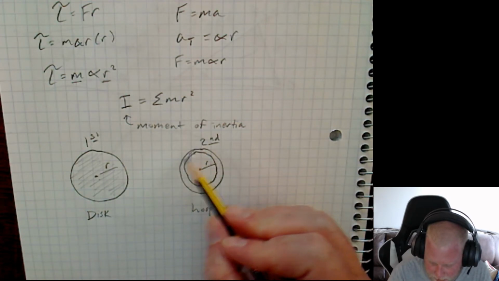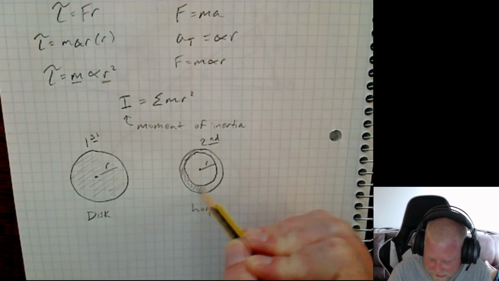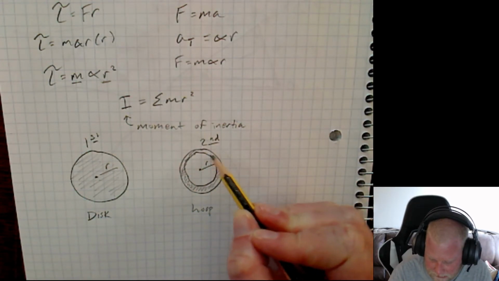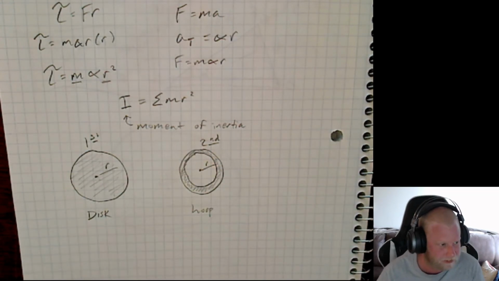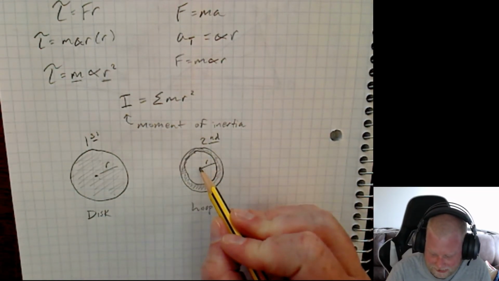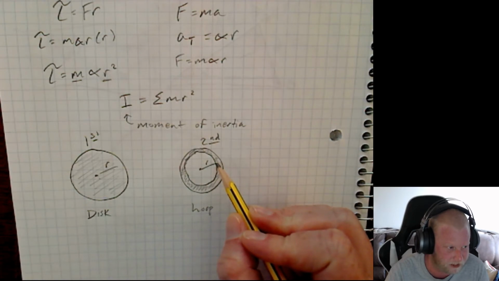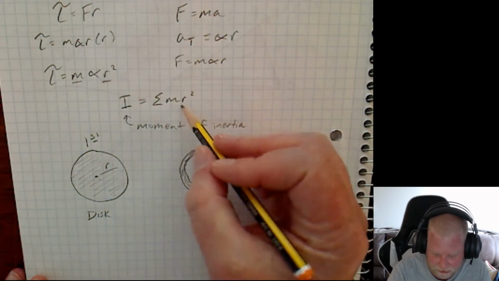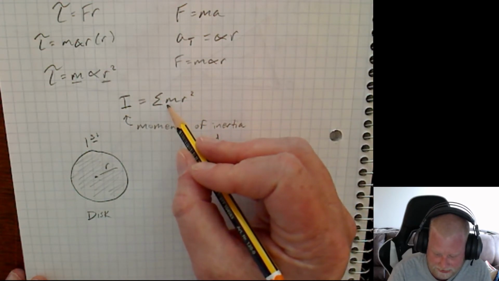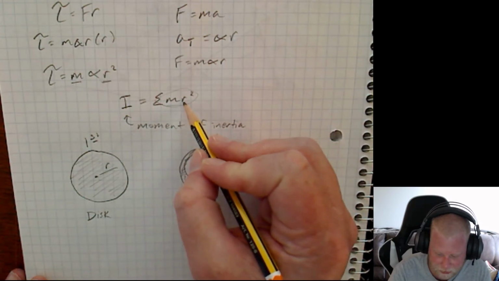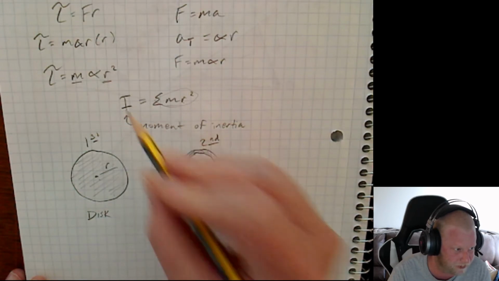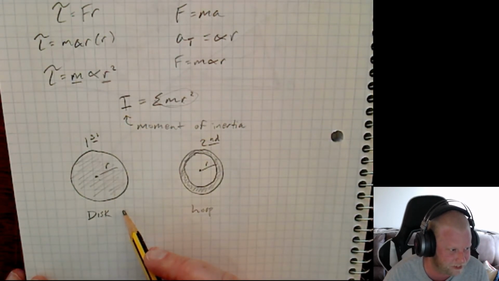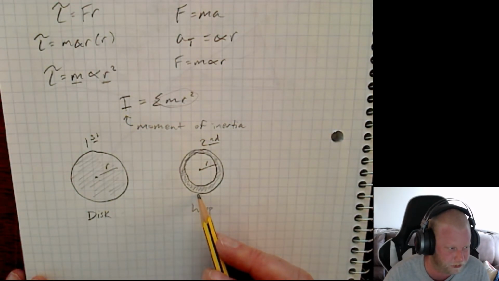Whereas your hoop, all of the mass is located at a distance far away from your center of rotation, right? So again, if we look at this equation, the hoop has the majority of the mass far away, meaning that's going to have a large moment of inertia. So the disk will make it to the bottom of the ramp before the hoop.